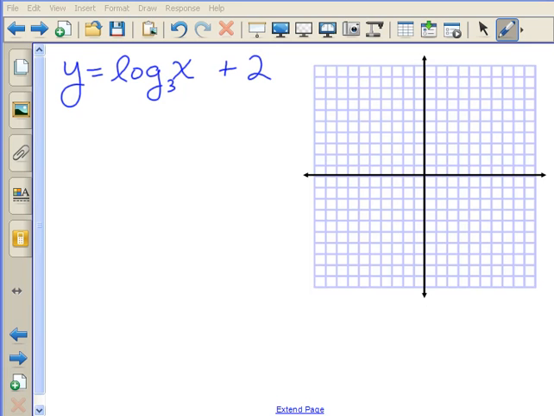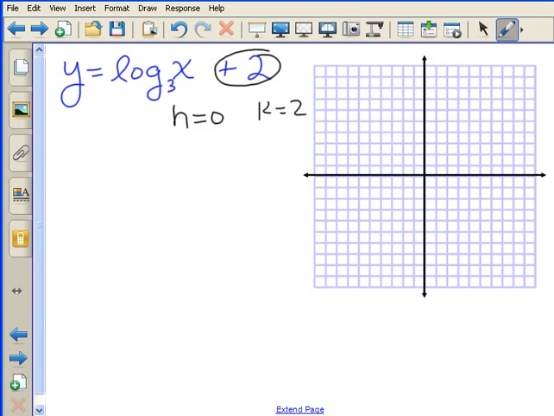Hello, Mr. T again. This is part 2 of our graphing logarithm functions tutorial, and we have a problem up here: y equals log base 3 of x plus 2. In this case we don't have a value added or subtracted to the x, so our h is 0 and our k is the plus 2.